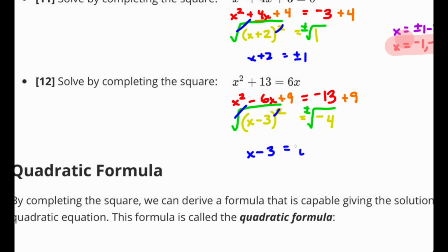So you're going to pull the i out, so it's going to be plus or minus i times the square root of 4. The square root of 4 is just equal to 2, so I'm going to write plus or minus 2i. We want to solve for x, so I'm going to add 3 to both sides, and you're going to get 3 plus or minus 2i as the final answer for this problem.